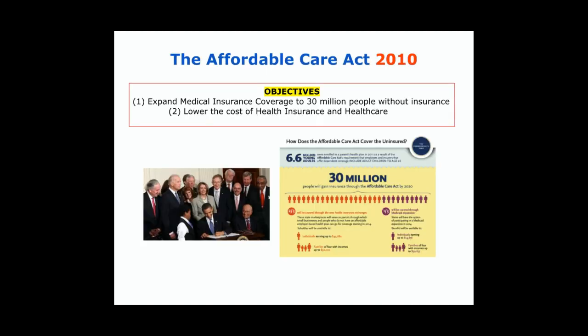Now we can look more specifically at the Affordable Care Act of 2010. And again, you can see President Obama signing it here with many dignitaries surrounding him. The goal of this was to expand medical coverage to 30 million people who didn't have health insurance, which is a noble goal, or so you can understand why someone would want that. And the second goal here, and this is the one that's interesting from an economic standpoint, is they also wanted to lower the cost of health insurance and health care. So we wanted to add more people to the health insurance rolls, and we wanted to lower the cost of health insurance and health care.